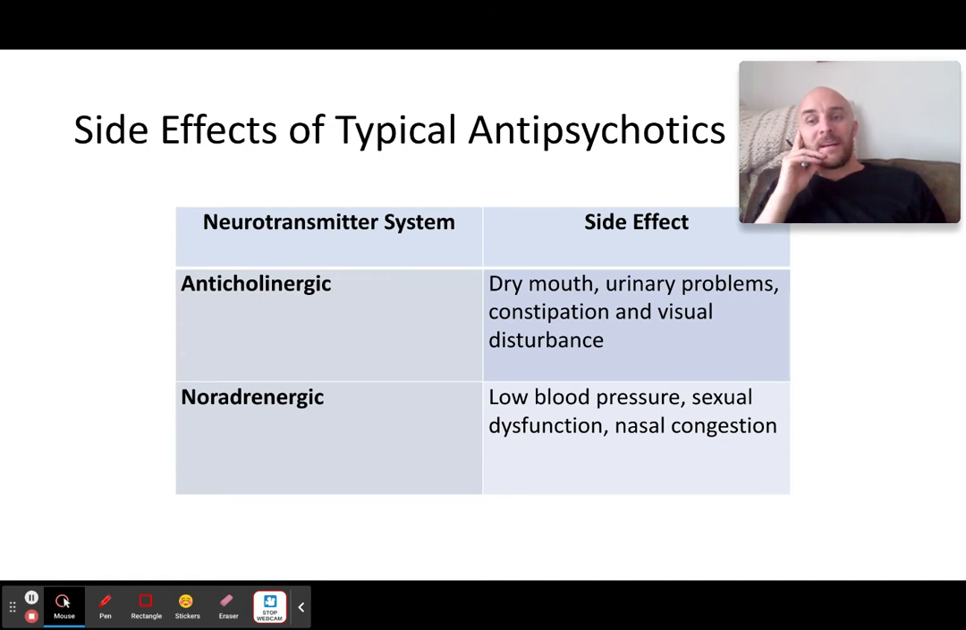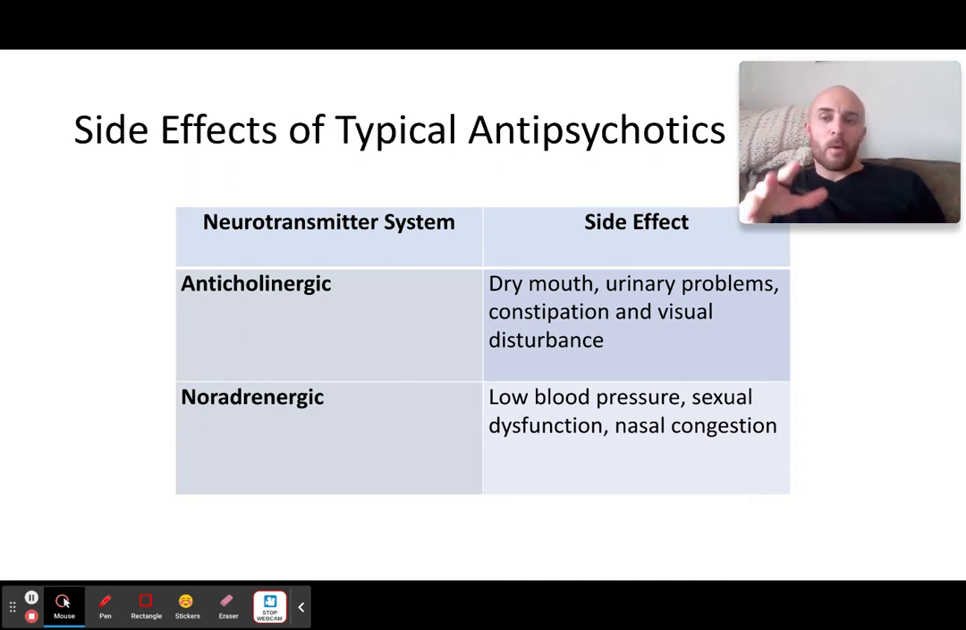However, the one thing you do need to know is that there are massive side effects to both typical and atypical. But let's start with the typical antipsychotics. So you have two different types of typical antipsychotics here. You've got the anticholinergic. So the side effects from that.